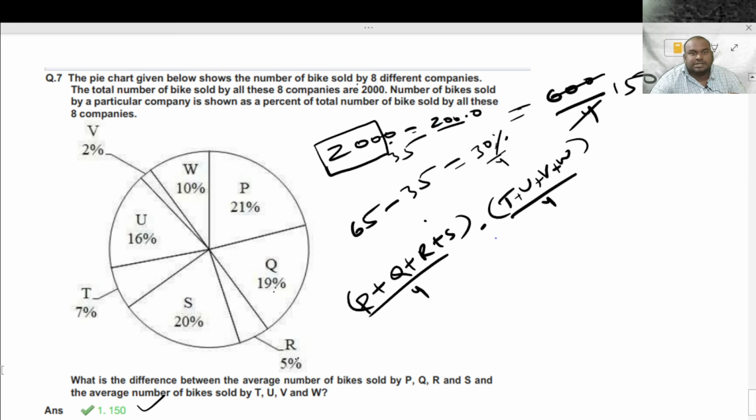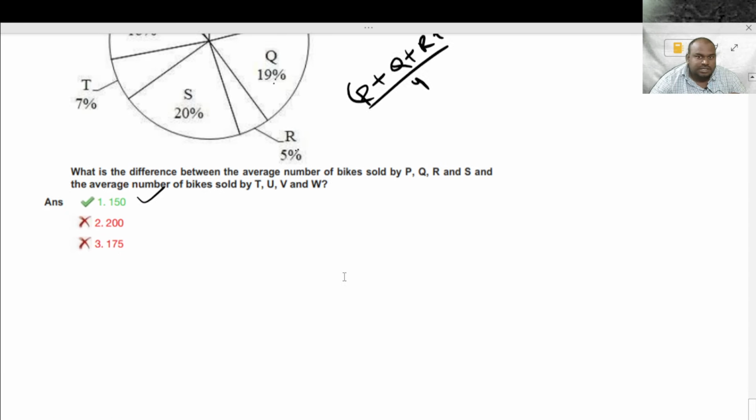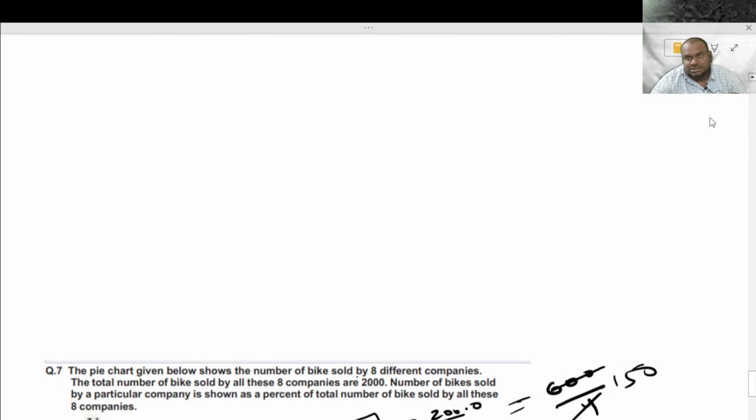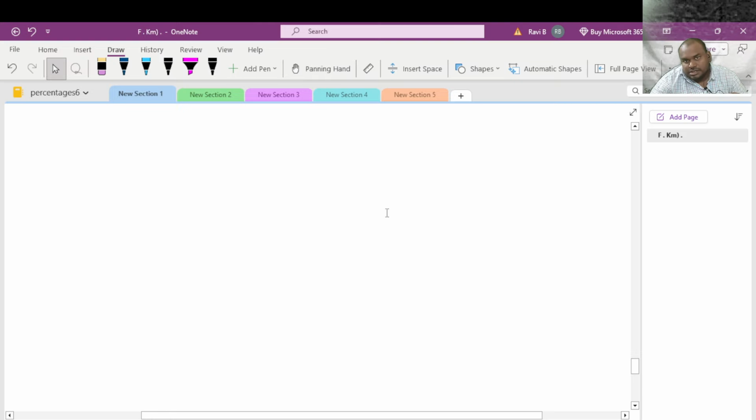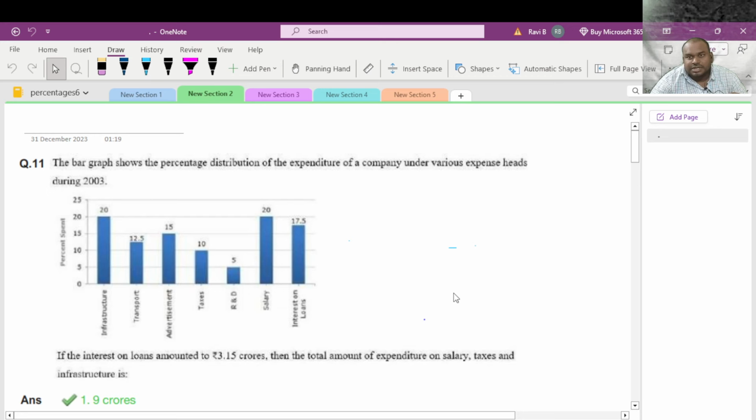So calculate everything. Looking at the question, you don't have to panic upfront, because the question will be big. All you need to do is understand it. If you can understand it, then the solution will be easier for you. Next question.